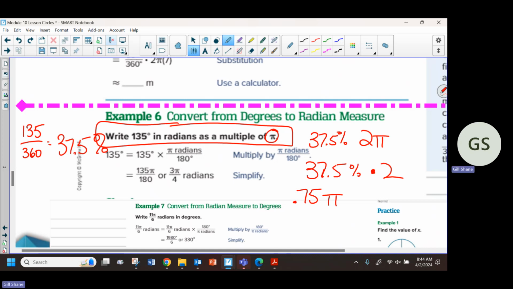Did they give you an answer on it? Yeah, well, they say 3/4 pi. I'm fine with decimals, but yeah, you may see fractions in it. Keep that in mind too. So they just didn't convert the 135.